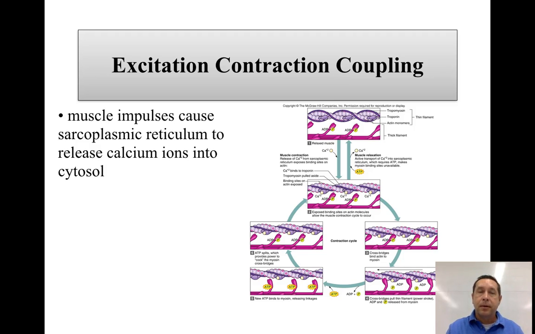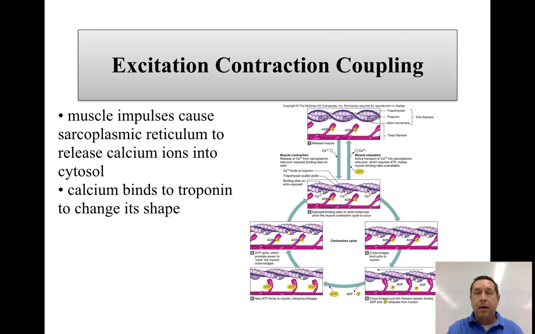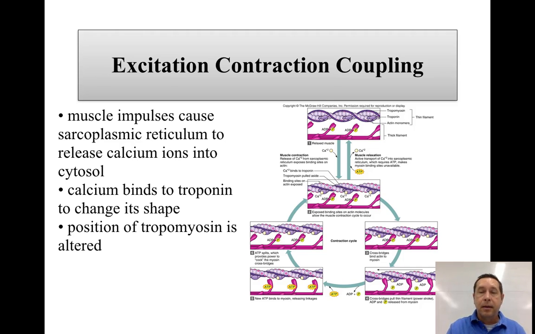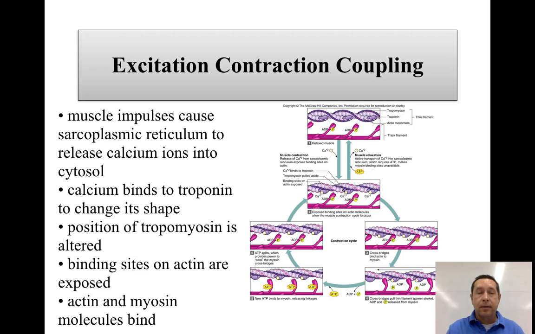When the muscle impulse gets to the sarcoplasmic reticulum, it's going to cause calcium ions to be released inside the sarcoplasm, the cytosol inside the muscle cell. That calcium is then going to bind to troponin on the thin filaments. It's going to cause troponin to change shape, which is going to push tropomyosin out of the way, and that's going to expose the myosin binding sites on the actin. So now the cross bridges are going to form and bind the actin and myosin molecules together.